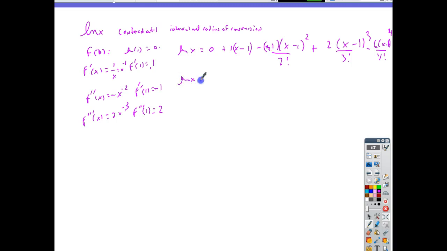So my ln of x series is going to look like x minus 1 to the first power, minus x minus 1 to the second over 2, plus x minus 1 to the third over 3. I wrote a factorial as if it's factorial, but it's not. Fix that. Minus x minus 1 to the fourth over 4 plus dot, dot, dot.